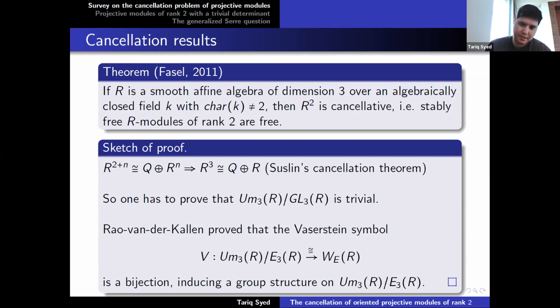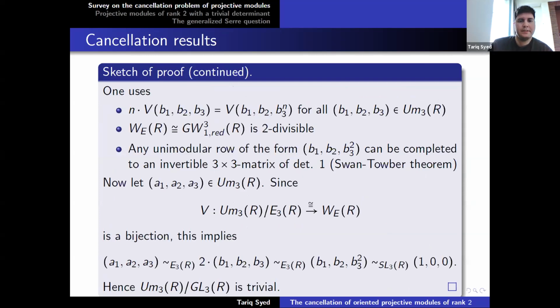And this Vaserstein symbol has some nice properties. Namely, there are certain formulas. So the n-fold sum of such a Vaserstein symbol of some row, b1, b2, b3, of length 3, is just given by the row where we take the n-fold power for the third coefficient. That will be useful, and we will see that in a minute.